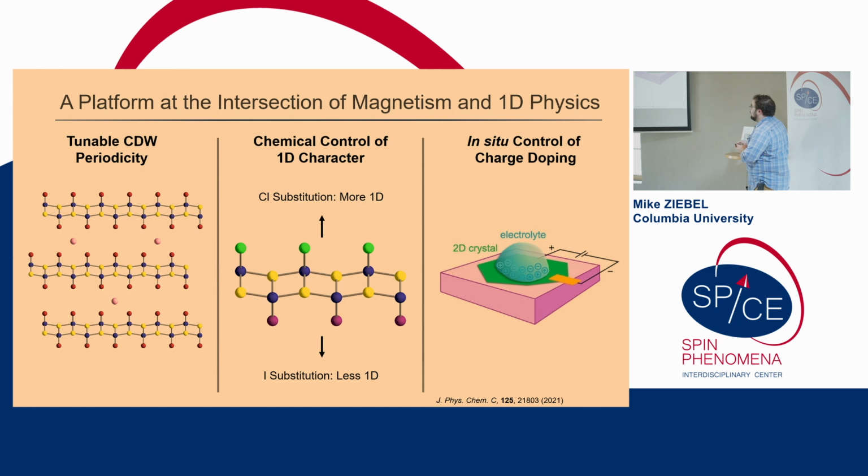So we think this is a really exceptional platform to study 1D physics and their interactions with magnetism. We already have some evidence that by tuning the extent of lithium intercalation, we can tune the CDW periodicity. We know that if we change the halide in this material, we can affect the interactions between the chains. And all of this that I discussed so far was on bulk crystals, but presumably we can also study this at the 2D limit using electrolyte gating, where then we can see if we can tune the charge density wave continuously by changing the level of electron doping.